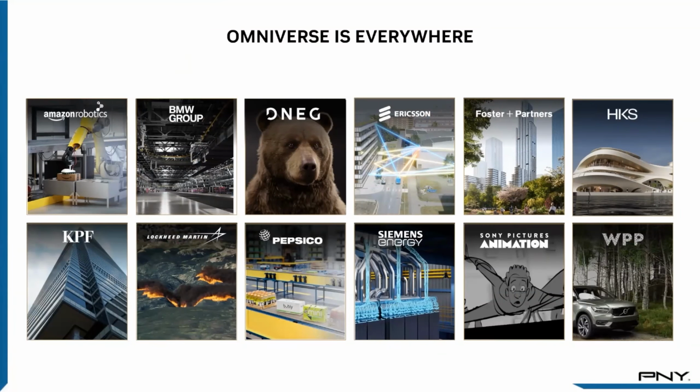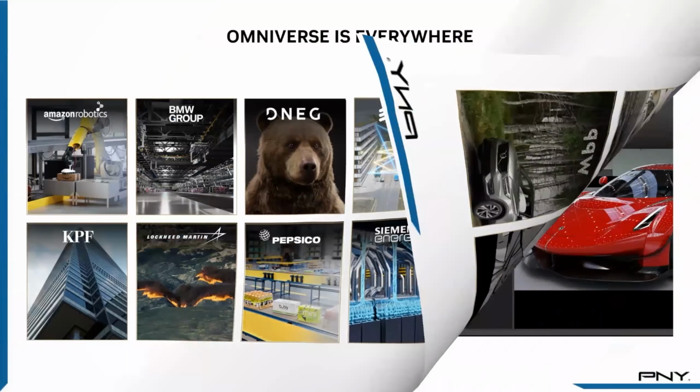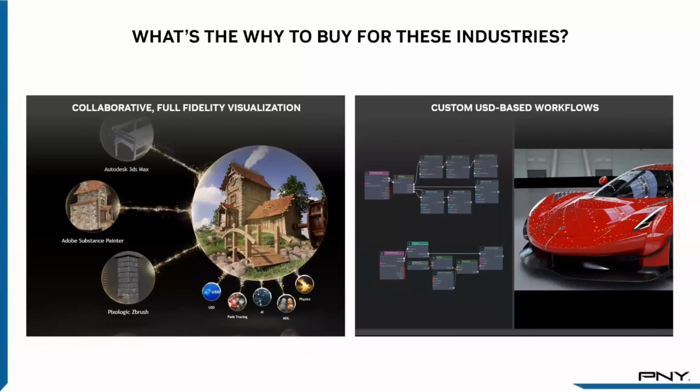So the technical part is now mostly finished, and here you see some companies that are already using Omniverse. Well-known names like Amazon, BMW, Ericsson, Siemens, Sony, and some more. And they all have in common that the new collaborative workflow with full fidelity visualization and the use of a unified file format saves a lot of time and money. Plus, and we see this later, Omniverse is an ideal solution for digital twins.